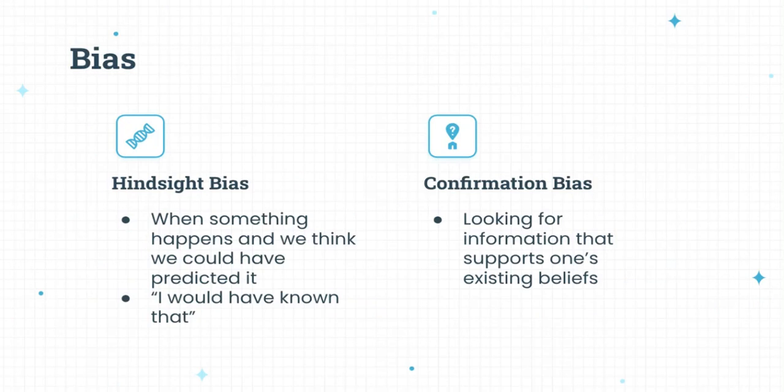Next is types of bias. The first type is hindsight bias, and that's when something happens and we think we could have predicted it or I would have known that. An example of this would be when a team wins the Super Bowl and people say they knew it was going to be them all along, even though they didn't know that.